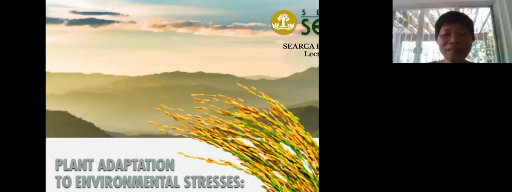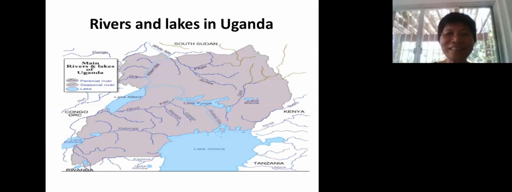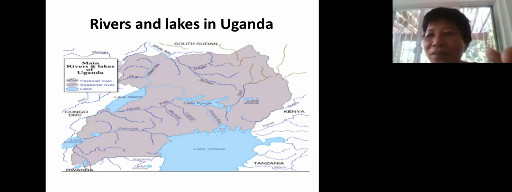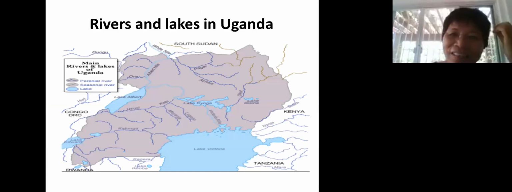This is another one that you can read: plant adaptation to environmental stresses. In Uganda, they also have a study on that. These are the rivers and lakes in Uganda, near your South Sudan, that can help. It's an infrastructure that could help irrigate the water.